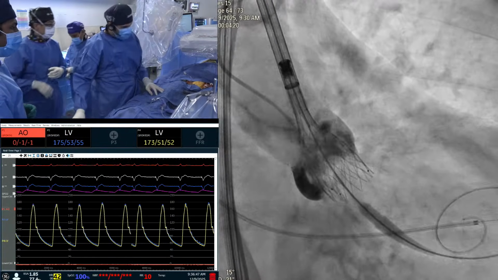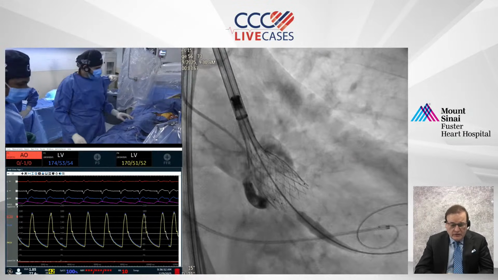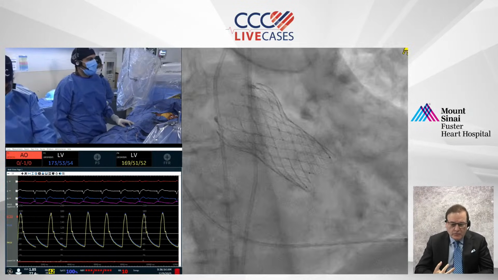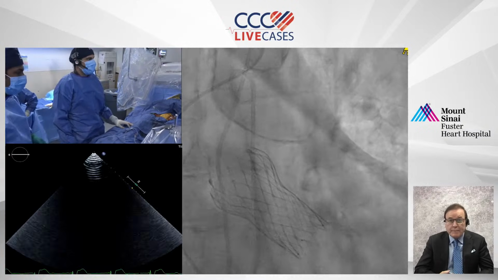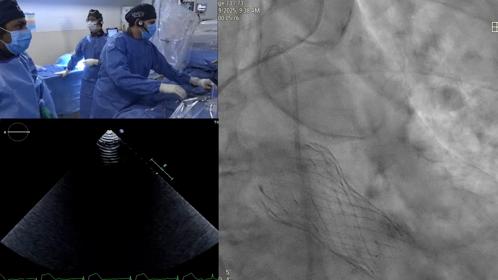Switching gears, we have another question. What is the update for TAVR in aortic insufficiency? Any comments about the motorized delivery system? Yeah, so aortic insufficiency is a problem.